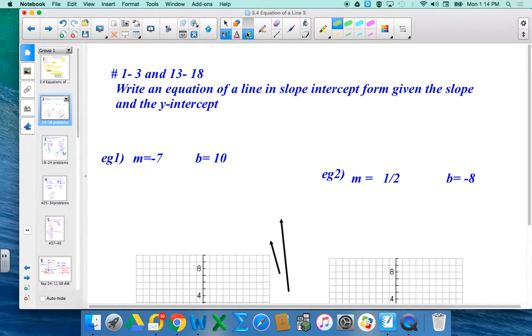So problems numbers 1 through 3 and 13 through 18 are worked like these. Okay? Let's write an equation of a line in slope-intercept form given the slope and the y-intercept. So these problems are easy. All you're going to do is take y is equal to mx plus b and plug in what you got. In this case, the slope is equal to -7. The y-intercept is 10.